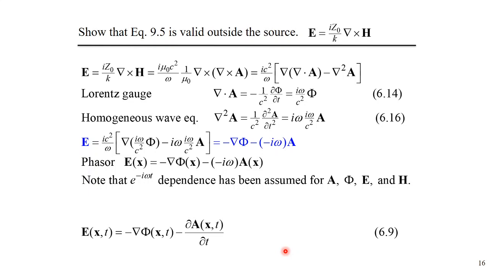So now let me show you equation 9.5 is valid outside the source. Let's write this equation again. We know H can be written as mu 0 times curl of A. And Z, just write it down. We have Z is mu 0 C squared divided by omega.